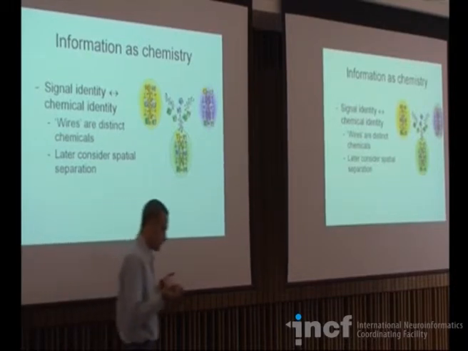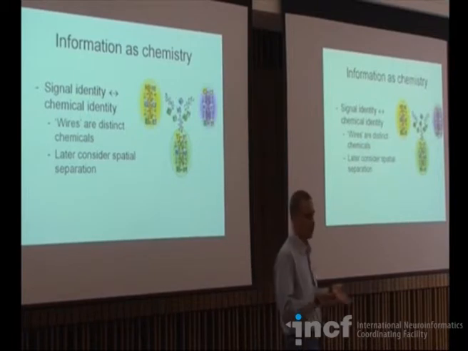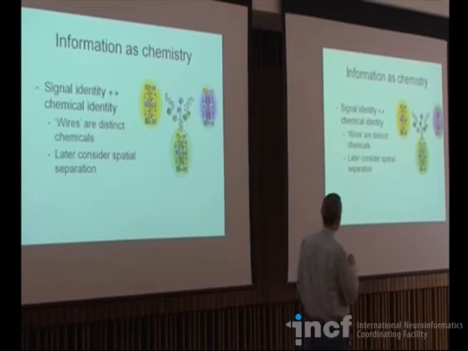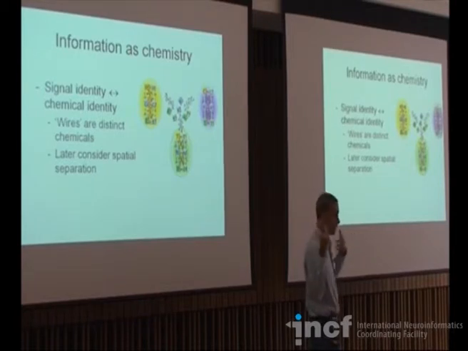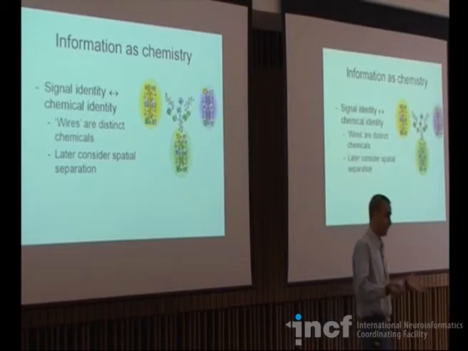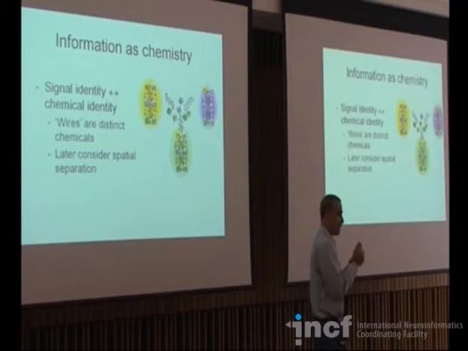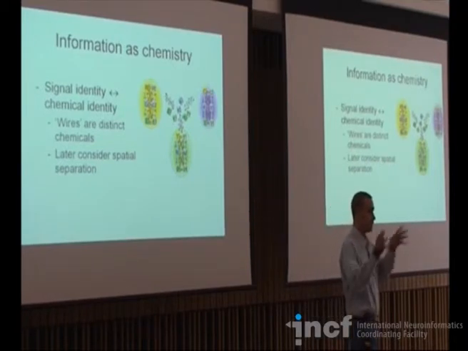So since we're talking about computation, how do you treat computation in chemical terms? Well, the basic idea is that you map the identity of a signal, let us say light falling on your photoreceptors, into chemical identity, which in fact is what happens in early visual transduction. It is chemical signals that get activated. The wires, in this case, are not distinct axons or different wires on a printed circuit board. They're distinct chemicals. Even leaving aside the matter of spatial separation.